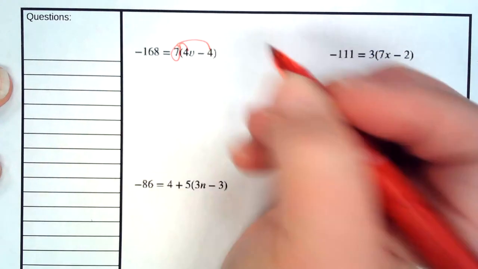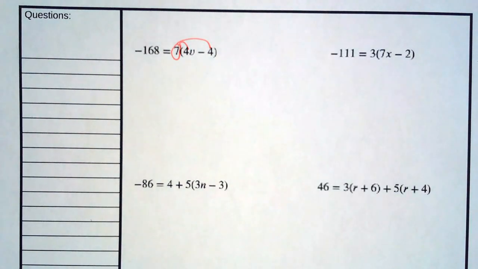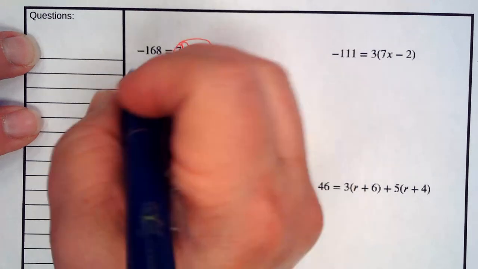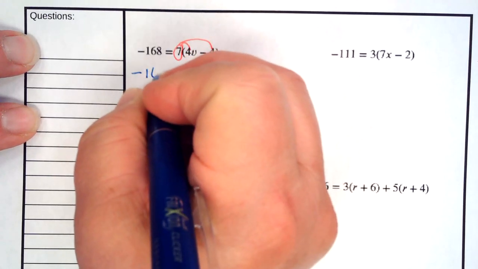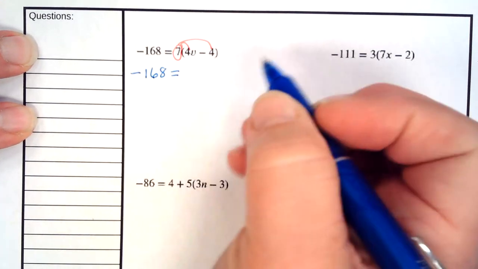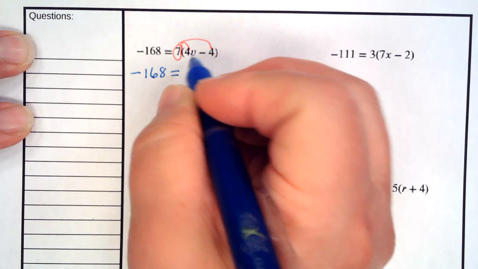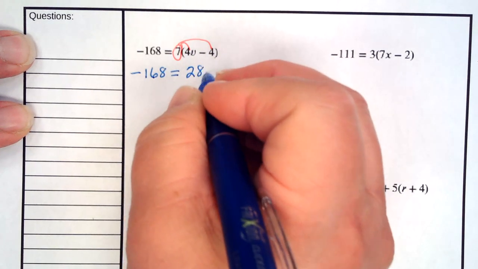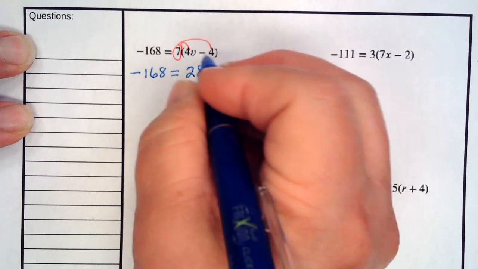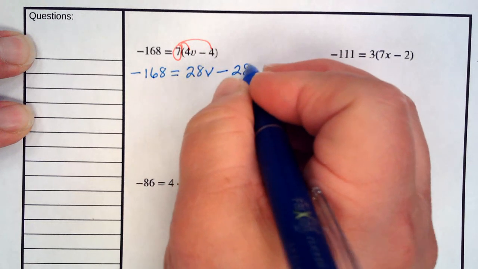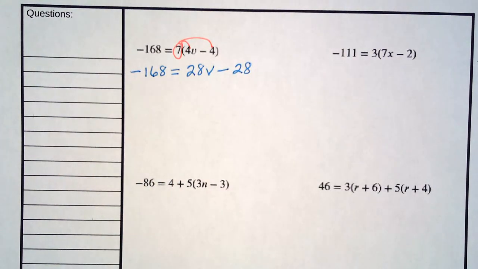So both of my terms get multiplied by 7. Negative 168 is equal to 7 times 4v is 28v minus 7 times 4 is 28. We've completed that first step.